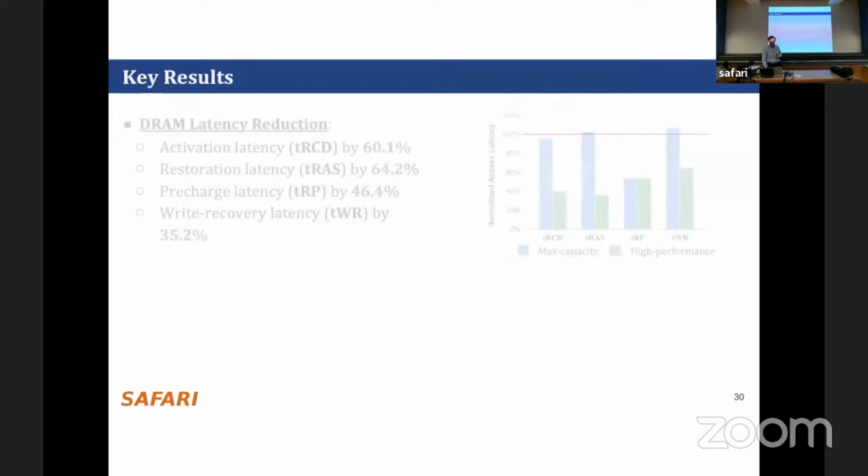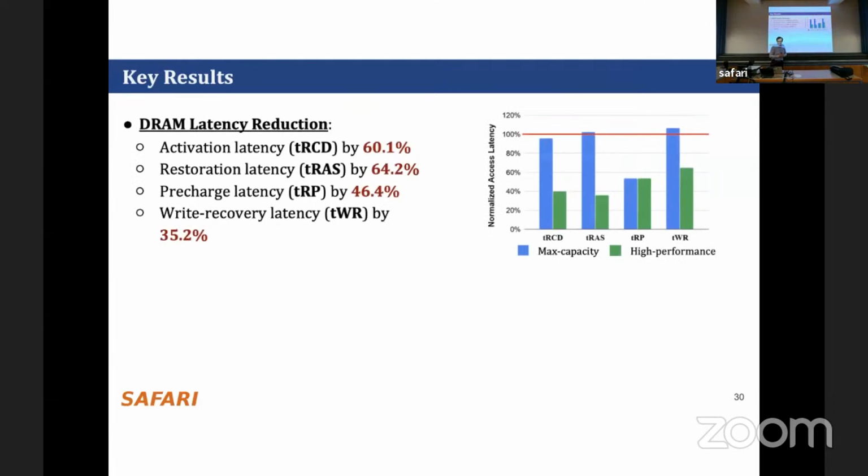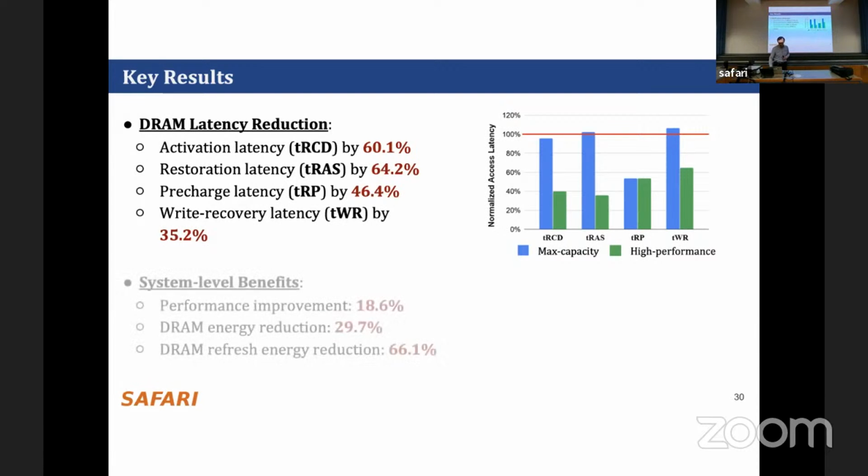Okay, so let me give you the key results. Again, there's another paper that you can read for extra credit if you're so inclined. The results look quite good, because you can reduce many latency parameters significantly in high performance mode. Some latency parameters increase slightly in max capacity mode because of the isolation transistors that you add next to the sense amplifiers. But that trade-off we have seen before also. The trade-off was much worse in tiered latency DRAM, for example. And you can read more in the paper.